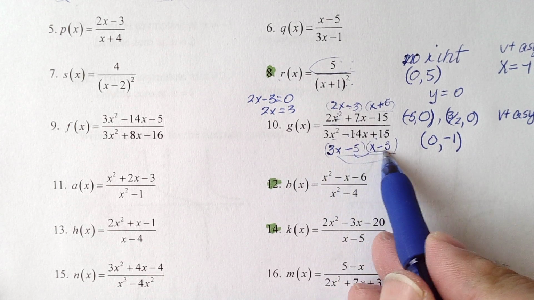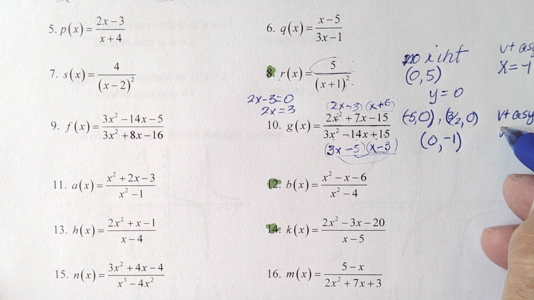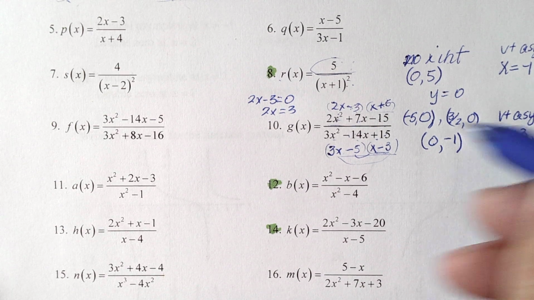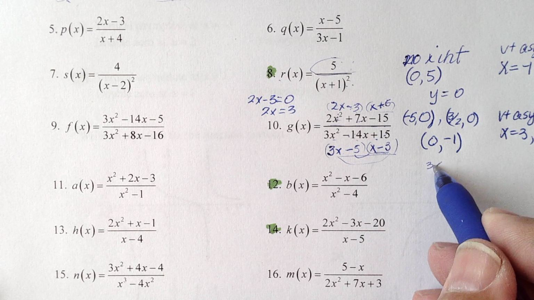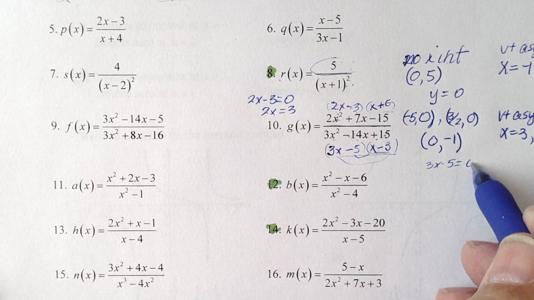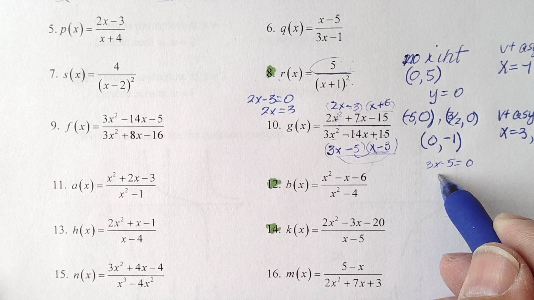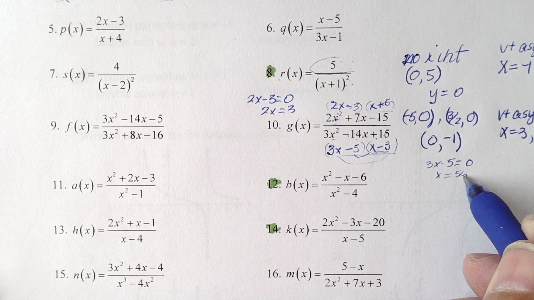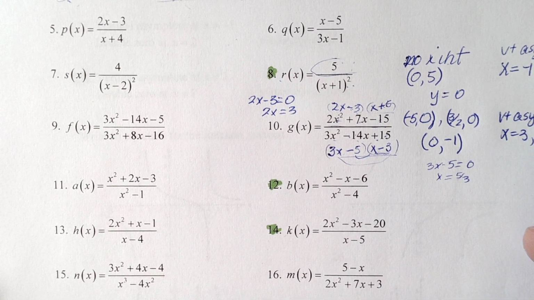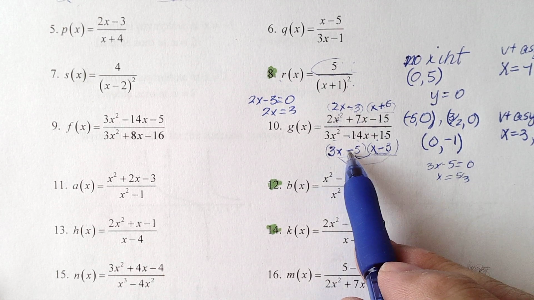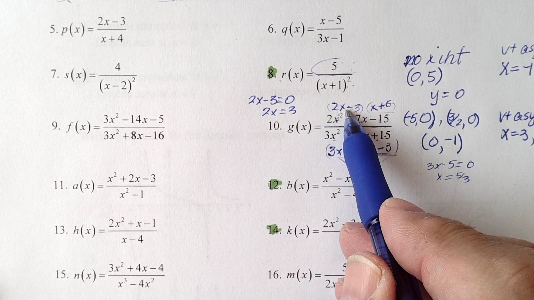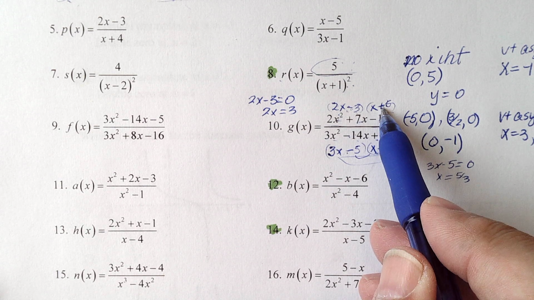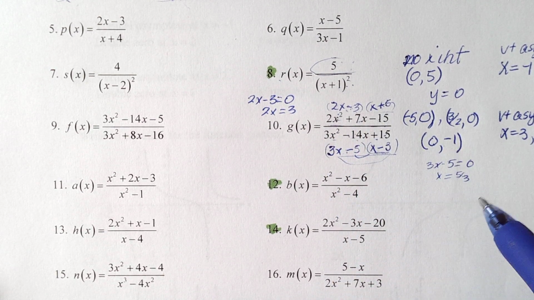So that would happen when this is 0 at x equals 3. And when this is 0, so if I set 3x minus 5 equal to 0, add 5, divide by 3, x equals 5/3. X equals 5/3 is also a vertical asymptote. Vertical asymptote there, and vertical asymptote there. X-intercept makes that 0. X-intercept makes that 0. Put in zeros for the x, I get the y-intercept.